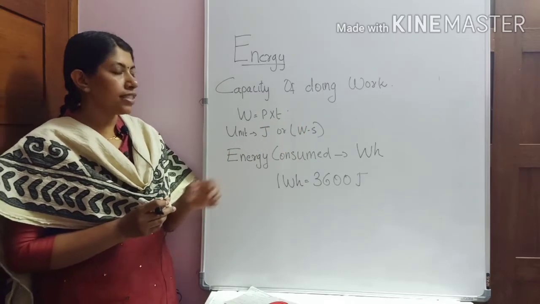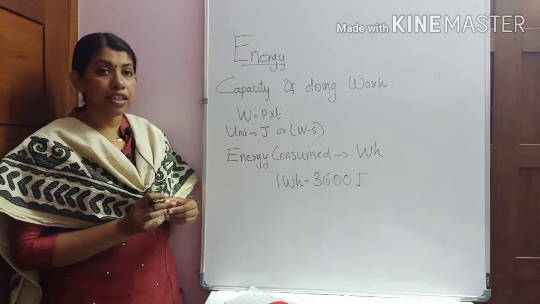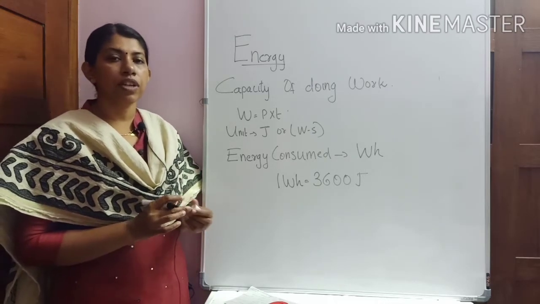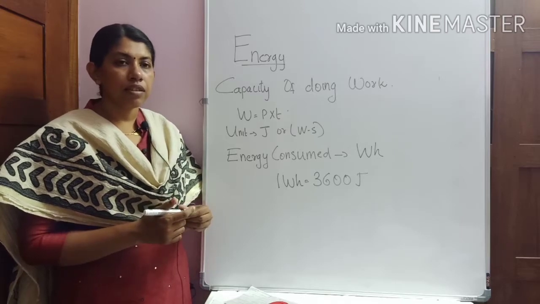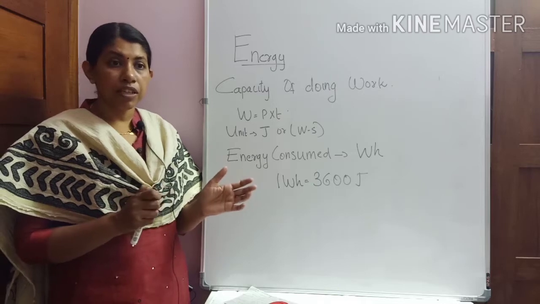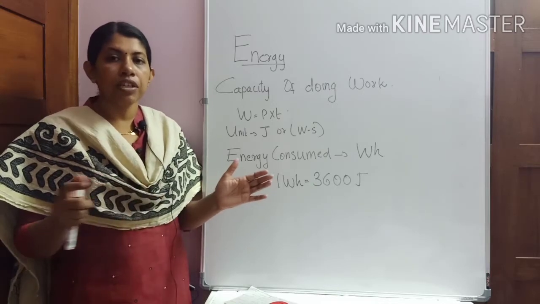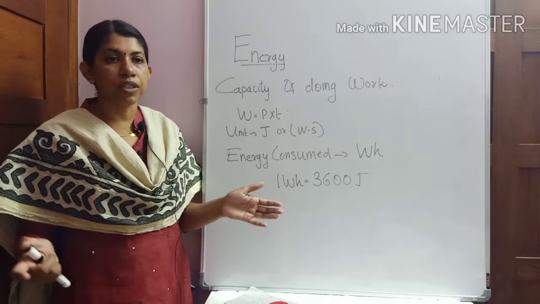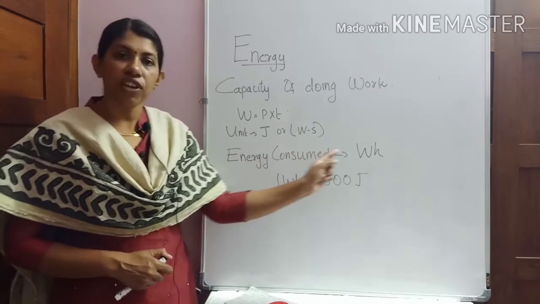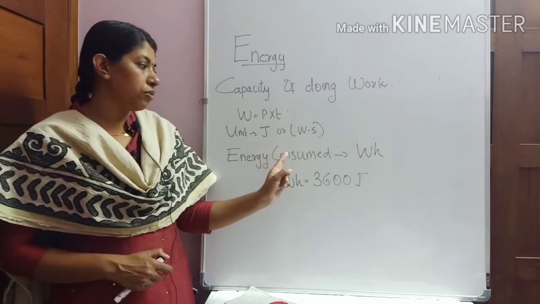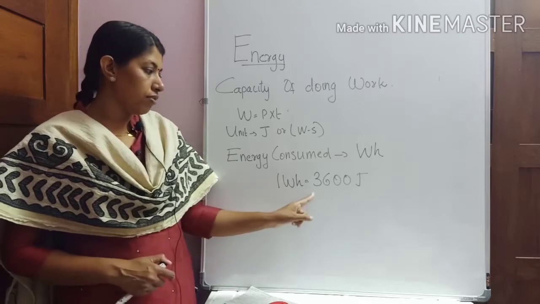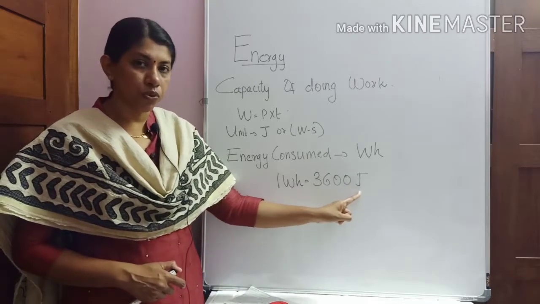While discussing energy, we have to deal with energy consumed. So consider our current consumption or electricity bill. There they are measuring the amount of energy consumed by the customer or consumer in a particular period of time, say 1 month or 2 months. In such cases, the energy consumed will be measured in watt hour. So watt hour will be the unit when we measure energy consumed. 1 watt hour is equal to 3600 joules.